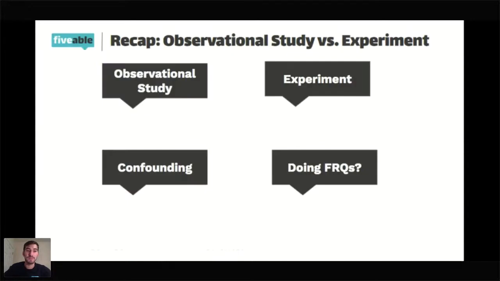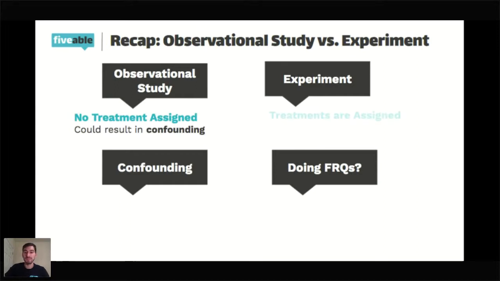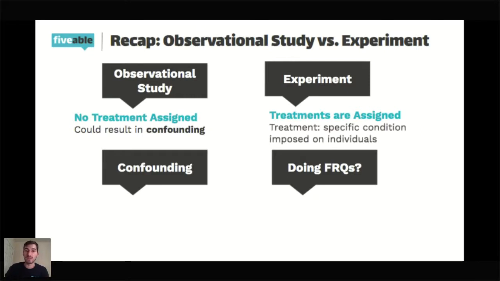So to recap what we've done in the stream so far, again, watching on replay, be sure to use timestamps if you want to go back and see any of this other stuff. Observational studies, we do not impose treatments on our individuals. Could result in potential confounding variables if we're not careful. Experiments, we as researchers assign the treatments to our different individuals in the experiment, and the treatment is the specific condition we impose.